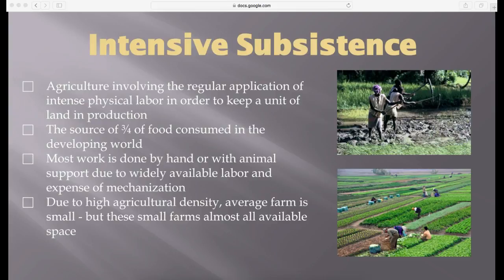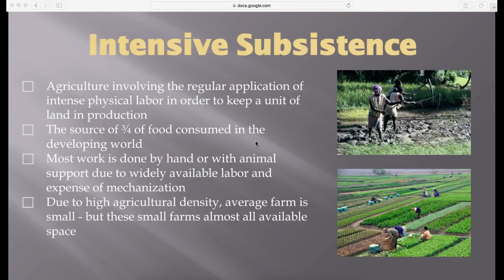So you're going to take a really small area of land and try to get the most out of it as possible. Basically, three-quarters of the food consumed in the developing world comes from this kind of agriculture. Again, usually most of the work is done by hand or with animals to support your agricultural practices, but usually this is done in areas where labor is really expensive, or you cannot get a lot of machinery because it's very expensive as well.